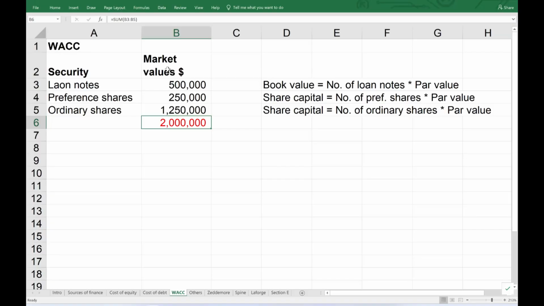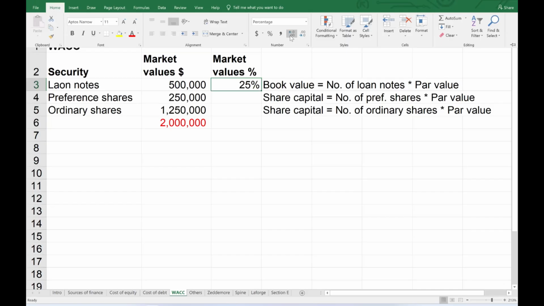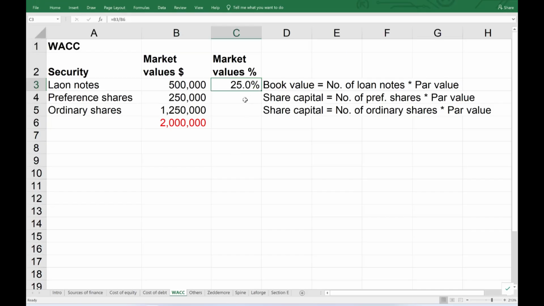Now let's find the market value in percentage now. I will find out in ratio because I need it in percentage. Okay, so how will I get it? Very simple. 500,000 divided by 2 million, so 25%. Multiply by 100, of course, you will multiply with 100. So 25%.